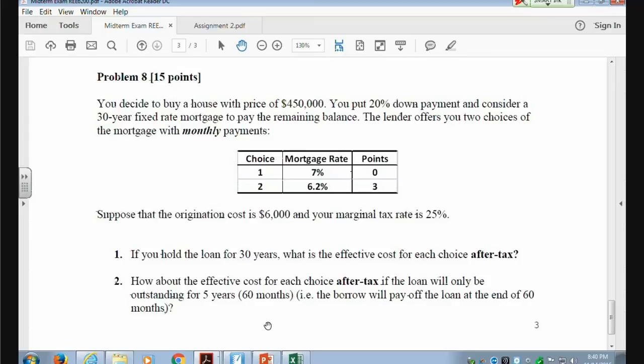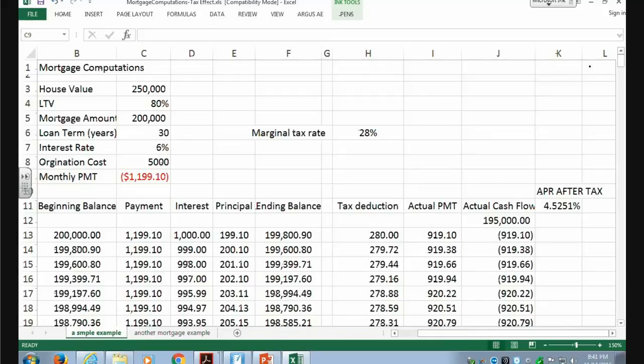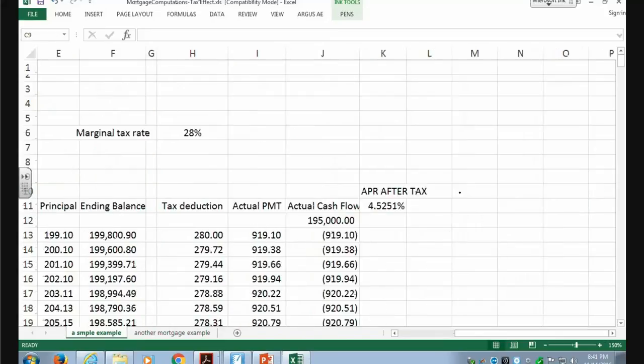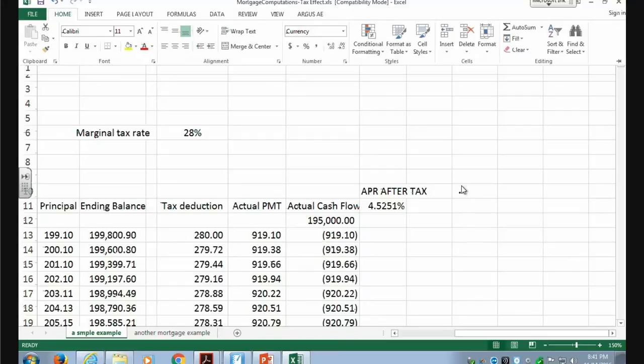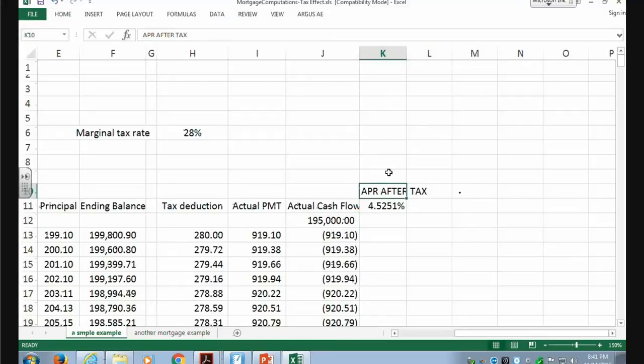Now look, if this guy is only holding for 1 year, whereas this APR means holding for 30 years, what is the cost after tax if only holding for 1 year? So now I want to do it again. I do the same thing with the actual cash flow.